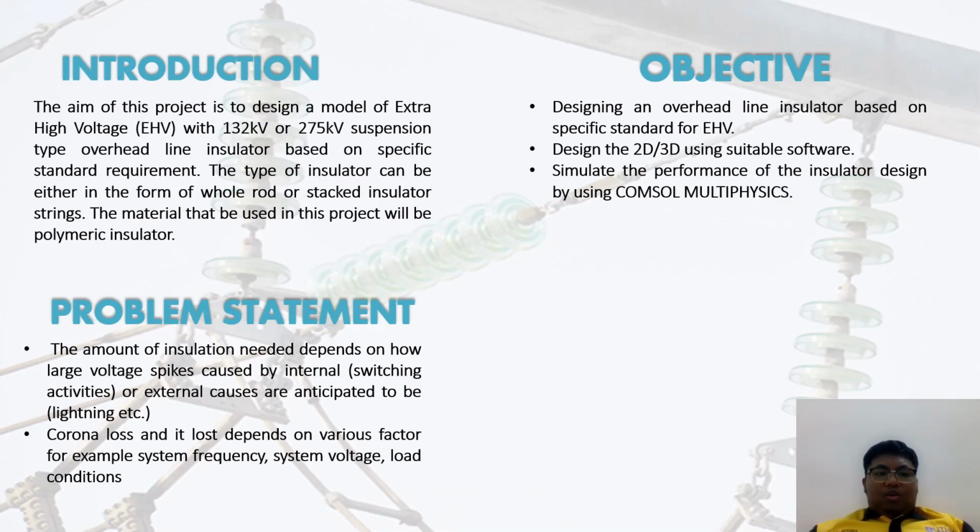Next, the objectives of this project are to design an overhead line insulator based on specific standards for EHV, design it in 2D or 3D using suitable software, and simulate the performance of the insulator design using COMSOL Multiphysics. The problem statement is that the amount of insulation needed depends on how large the voltage spike is, caused by internal or external activities, and corona loss, which depends on various factors, for example system frequency, system voltage, and load condition.